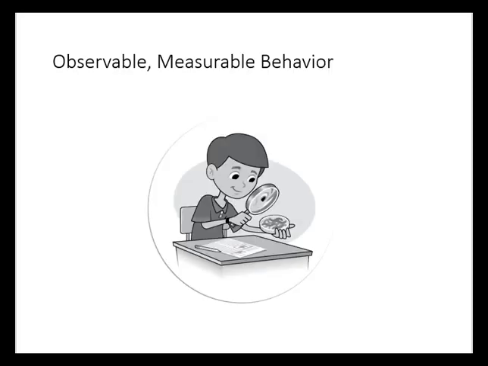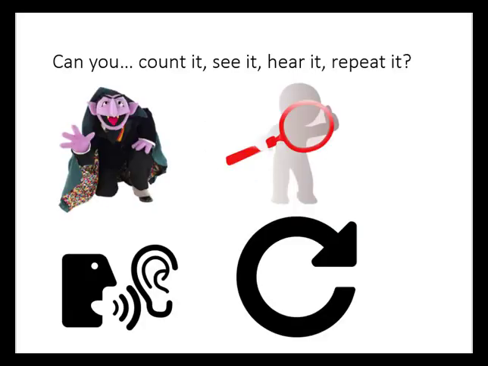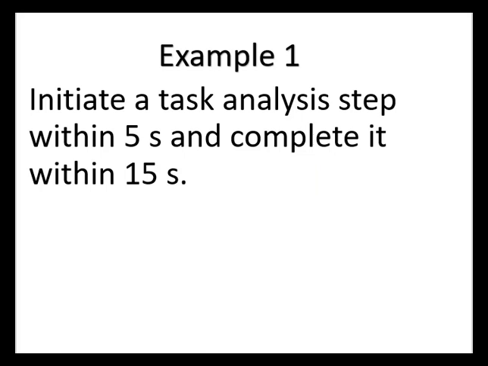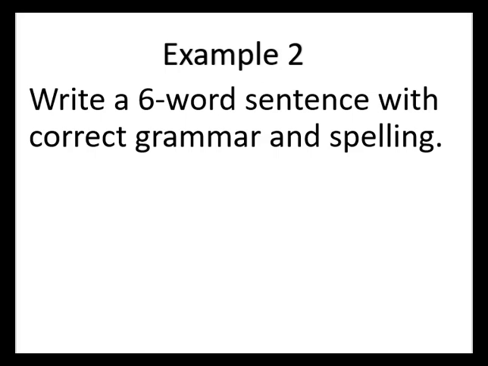Let's start with strong examples of observable, measurable behavior. These are examples of behavior that we can count, see, hear, or repeat. Example 1. Initiate a task analysis step within 5 seconds and complete it within 15 seconds. Example 2. Write a 6-word sentence with correct grammar and spelling.